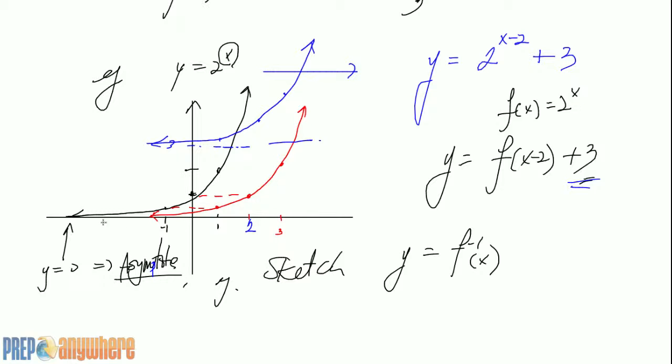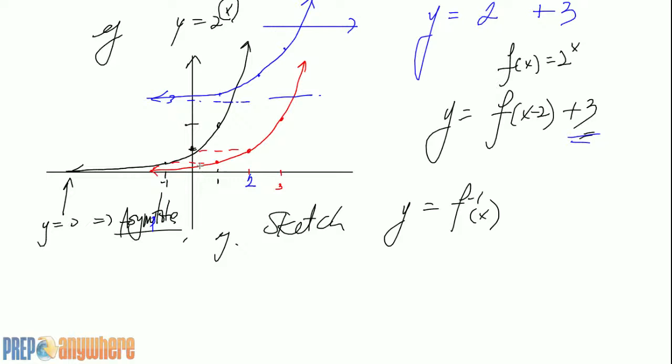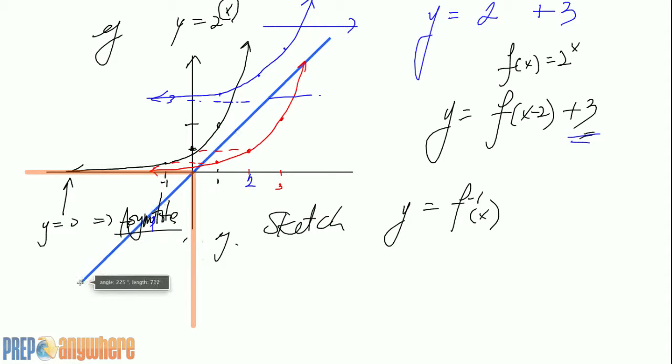The black graph, the original one, let's try to draw the inverse of that. Inverse means all the x and y switch, right? The most important one is this asymptote. If you reflect y equals 0 on y equals x, what happens to it? It becomes this one. Does that make sense? If you reflect on that, it's the one at the bottom, right?